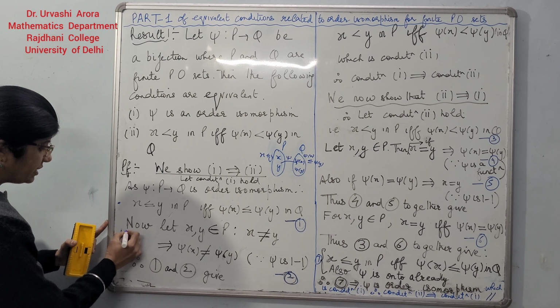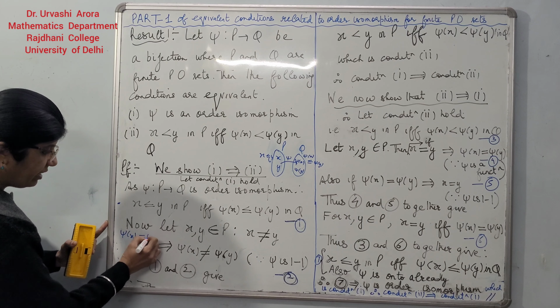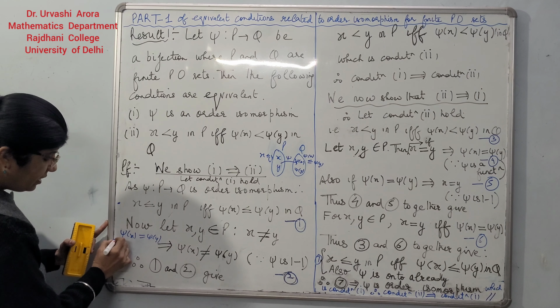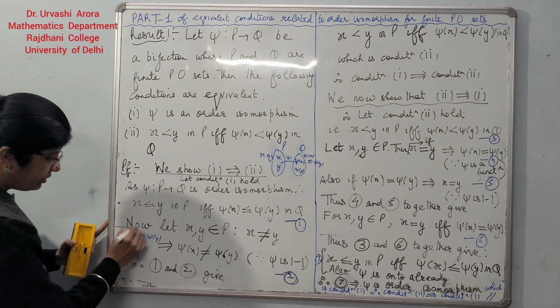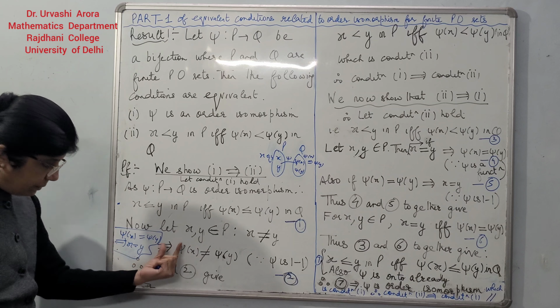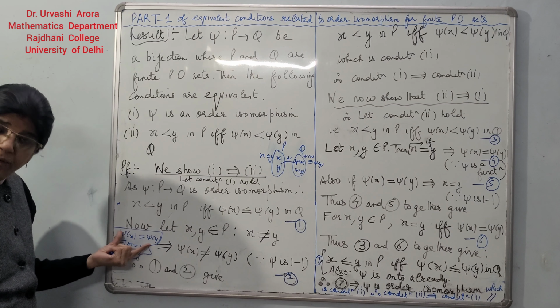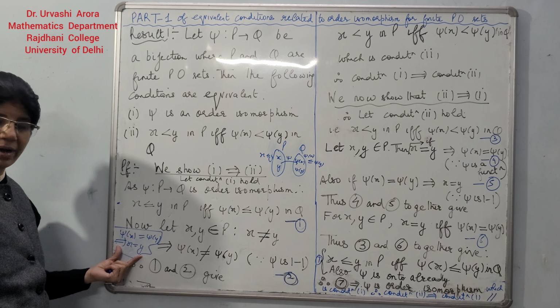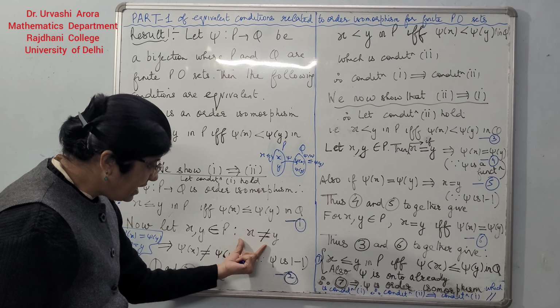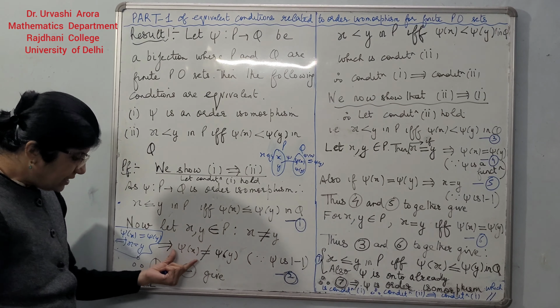Why? Because if psi x is equal to psi y, if the images are equal, then this implies that x is equal to y. This is the definition of a 1 1 map, but this is not the case. X is not equal to y. So the images can't be equal, because if the images become equal, then the elements have to be equal. This is another way of defining a 1 1 map. So this means that if x is not equal to y, then psi x is not equal to psi y, and this fact we mark as 2.